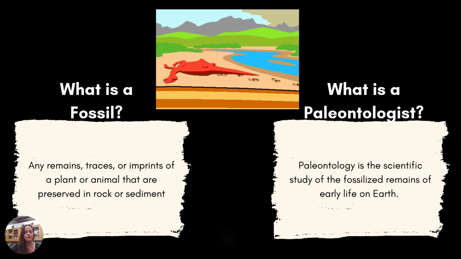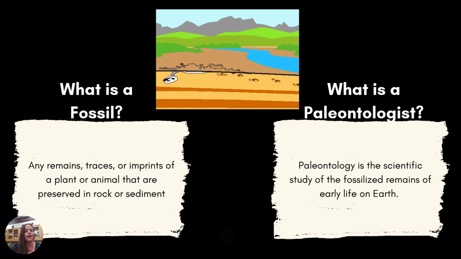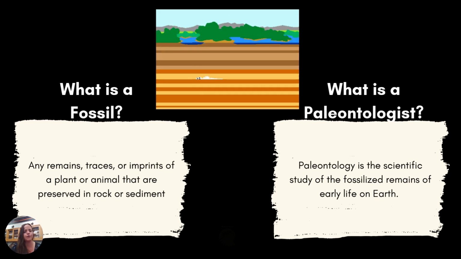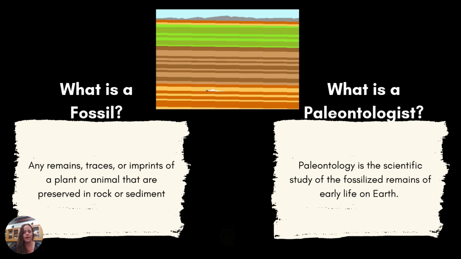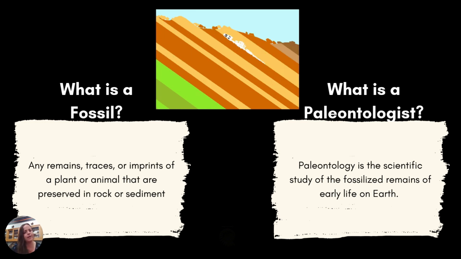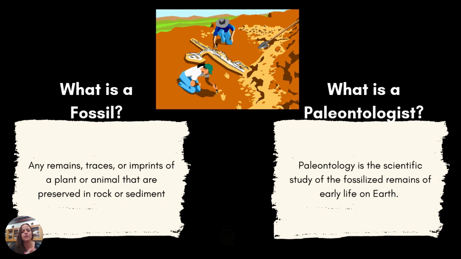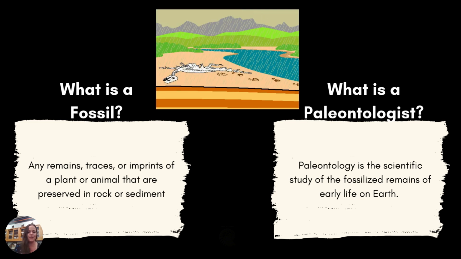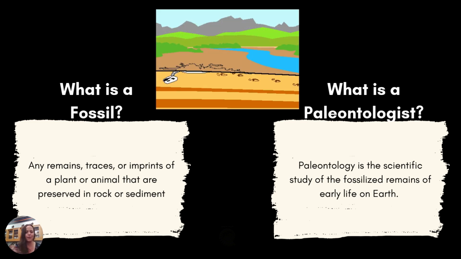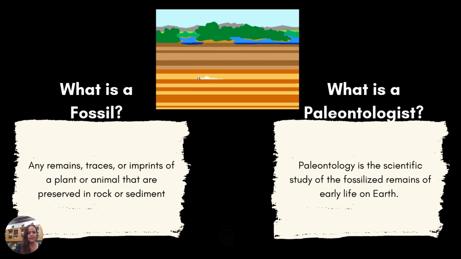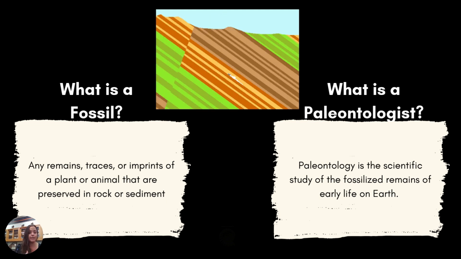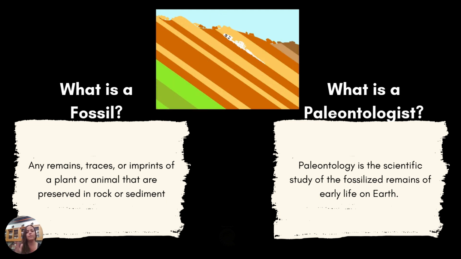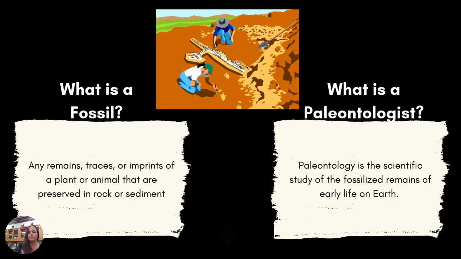All right, so first things first, what is a fossil? A fossil is any remains, traces, or imprints of a plant or animal that are preserved in rock or sediment. Okay, another term you might see is a paleontologist. A paleontologist studies these fossils that are remains of early life on Earth. And that image there is kind of showing you how they would be made. A dinosaur or some other organism dies, gets buried by sediment, decays, and gets preserved over time, and then a paleontologist comes by and digs it up.